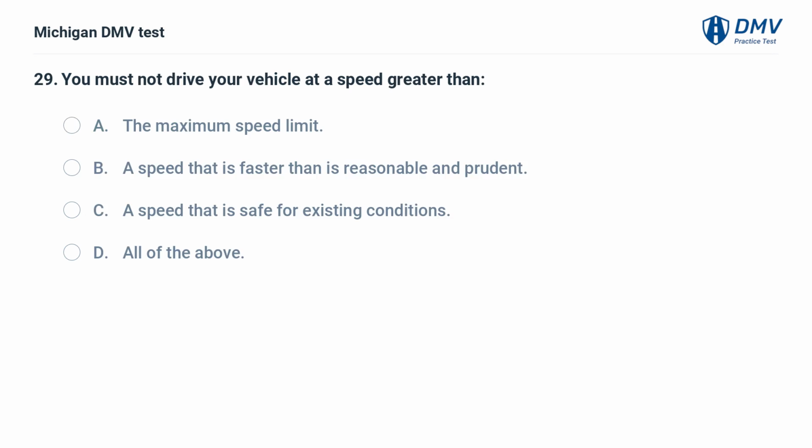You must not drive your vehicle at a speed greater than A. The maximum speed limit. B. A speed that is faster than is reasonable and prudent. C. A speed that is safe for existing conditions. D. All of the above.